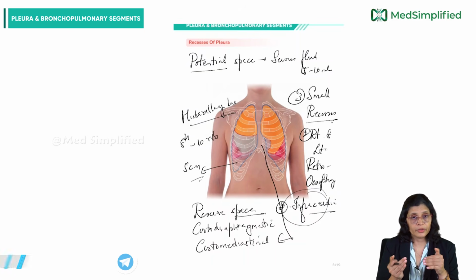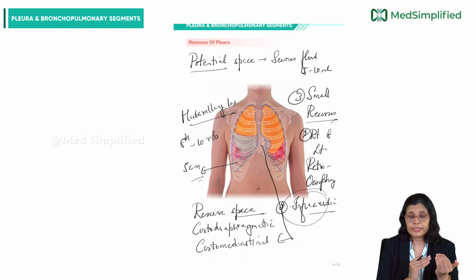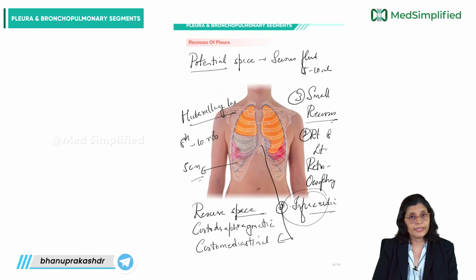Whereas on the left side, the left costomediastinal recess is large. Why is this large? Because of the presence of the cardiac notch. We can identify that recess by tapping. When we percuss, the lung gives a resonant note, and as we come towards the costomediastinal recess, it gives a dull note. So the note changes from resonant to dull in a normal individual when we percuss the recess region. This area we call the area of superficial cardiac dullness.